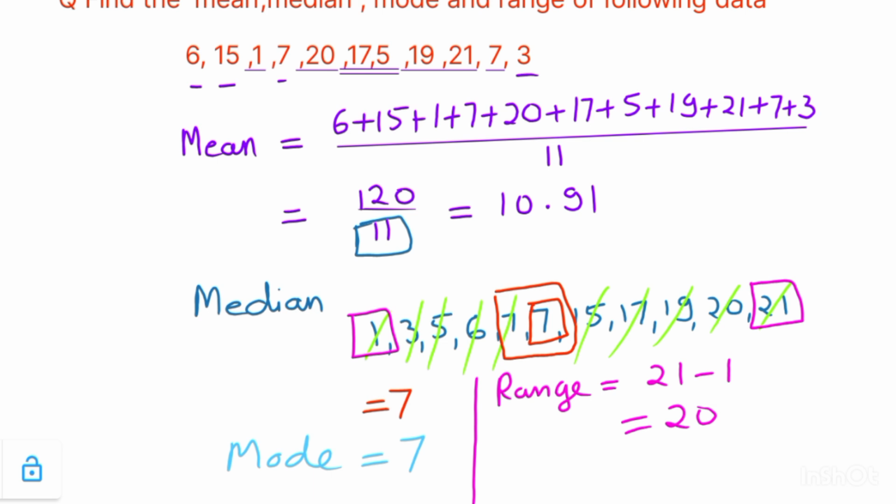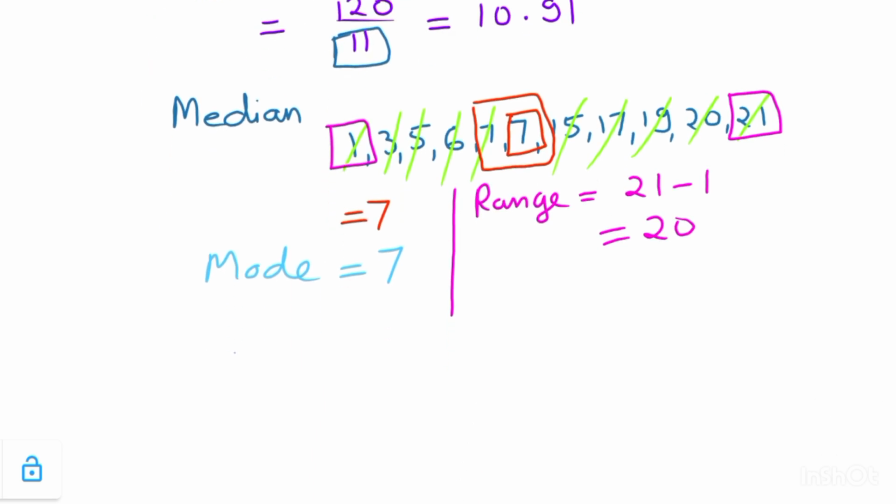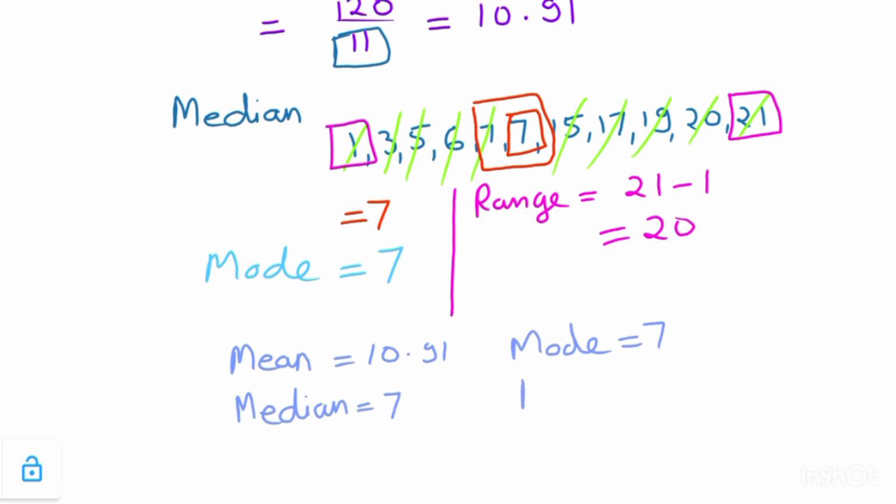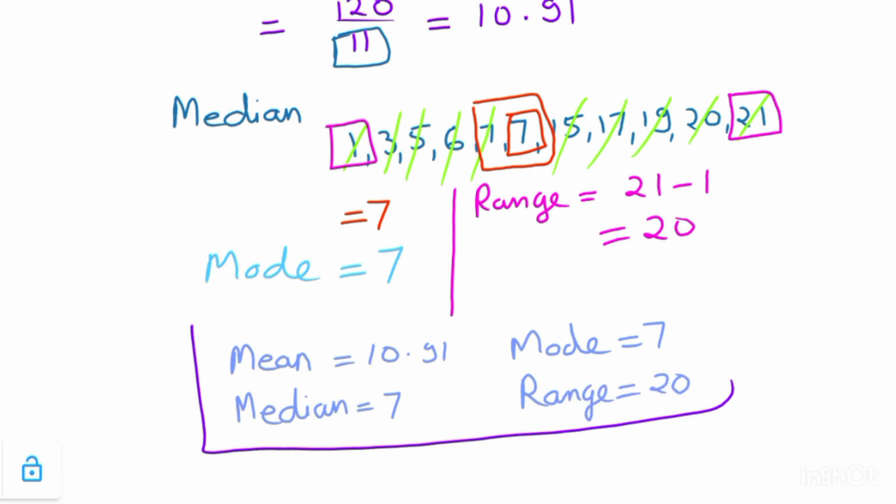Okay, so the answer is: the mean is 10.91, the median is 7, the mode is 7, and the range of the given data set is 20. So this is the answer for the question, right?